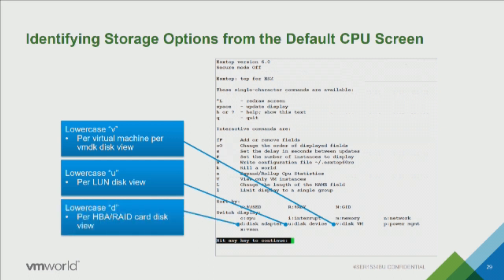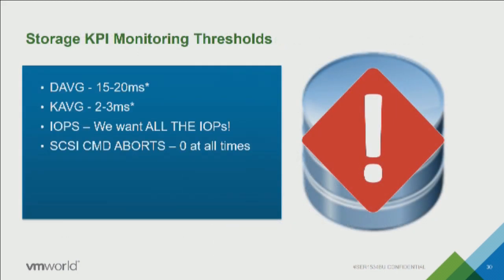So I have the V, the U, and the D. So let's take a look. And before we get there, a couple of key things to monitor. Now what's interesting about the top one, the D average. When somebody says, "Hey, I'm having a problem with my storage," immediately I go into ESX top and I look at that D average and what is that latency? If it's higher than, you know, here 15 to 20 milliseconds, that's too high.